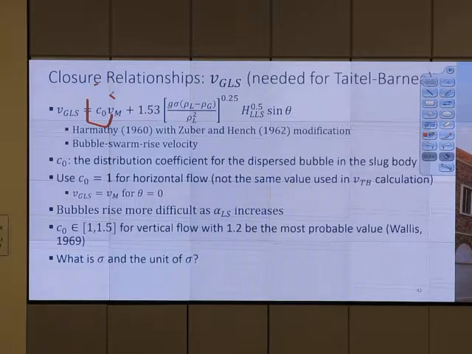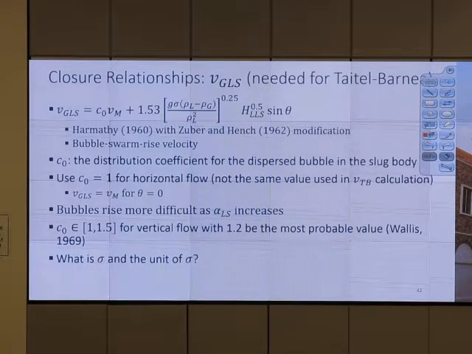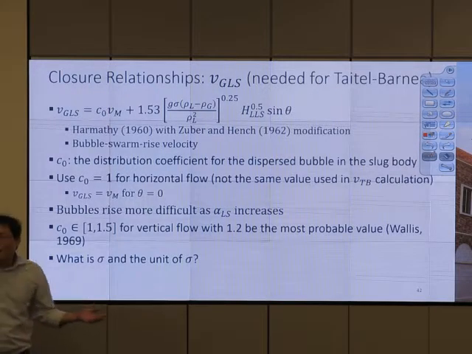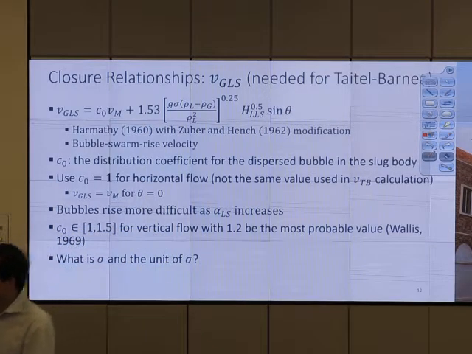Use 1. So this C0 that you use here and the C0 that you use here are not the same. This one is a distribution parameter that has to do with how the gas phase distributes, and the explanation is that bubbles move at the same speed as the mixture, so this C0 is 1. Okay? So we get VTB, and who can I borrow the book from? Okay, my book.